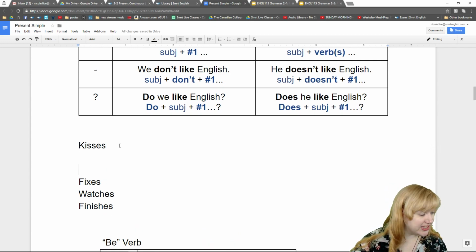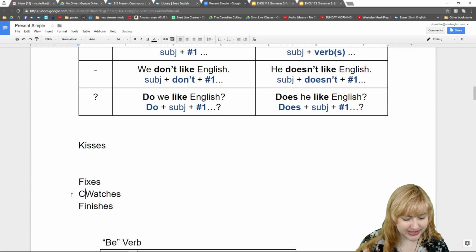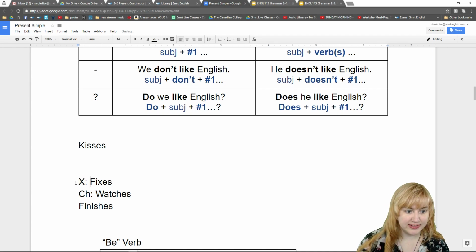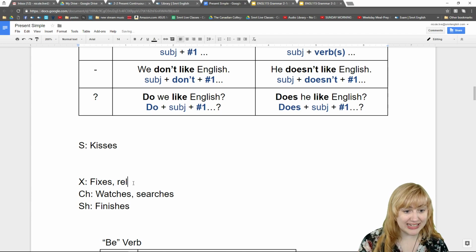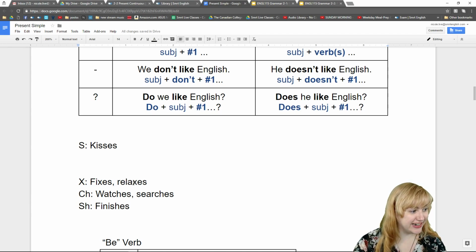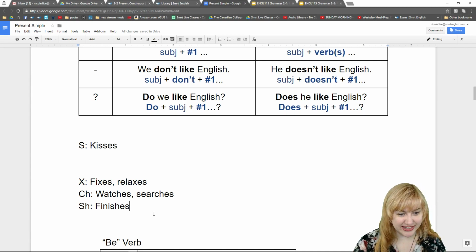Oh, good. We have searches. That's a good one for ch. So let me put ch here, and I'll put x here, and I'll put sh here, and put s here. All right, so ch, we have watches, searches. Oh, for x, we have relaxes. Good, good job. Anybody else? Let's see. Yep, relax, that's a good one. Fayaz, very nice.